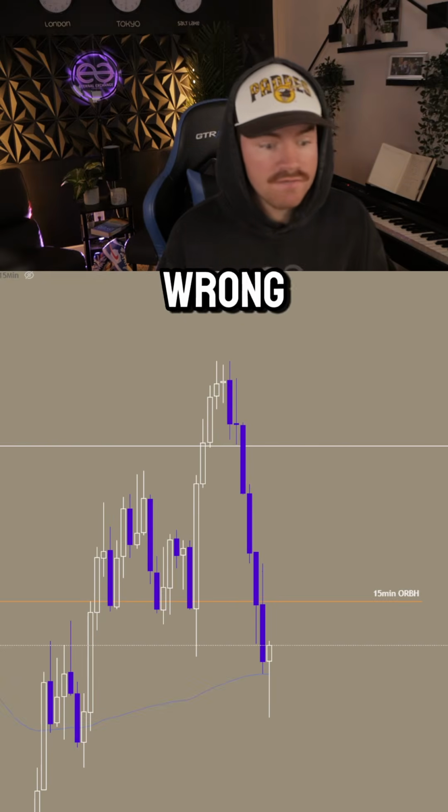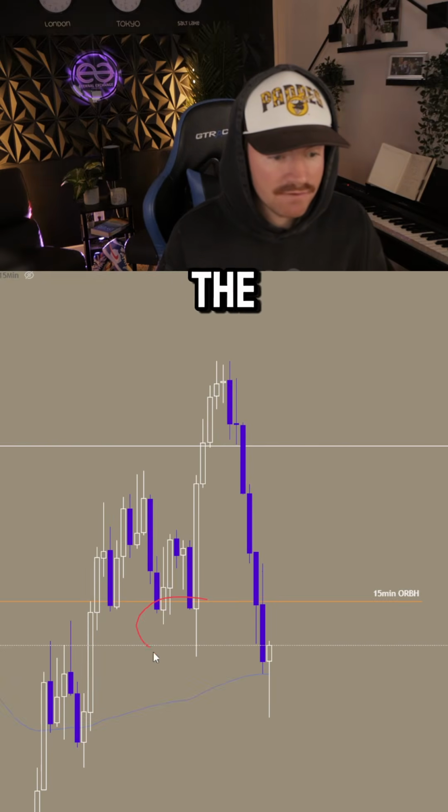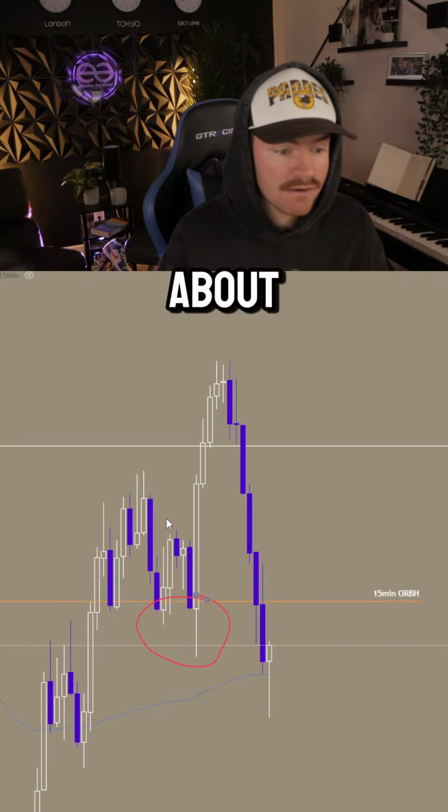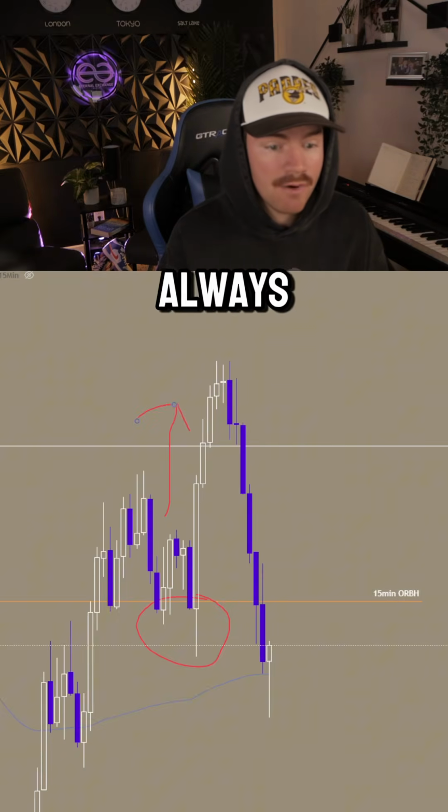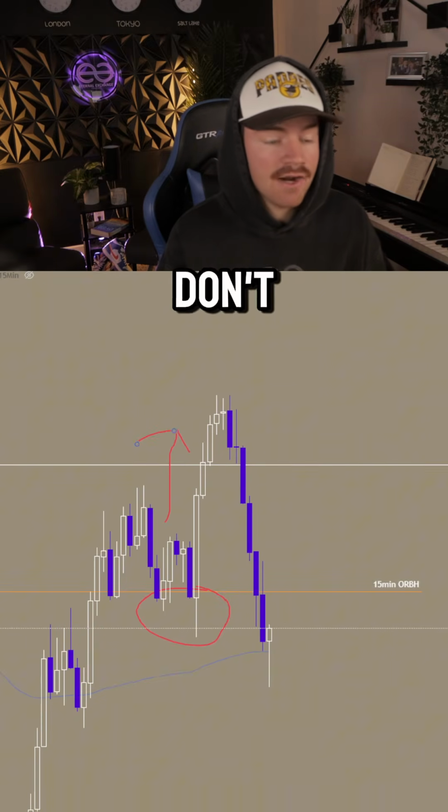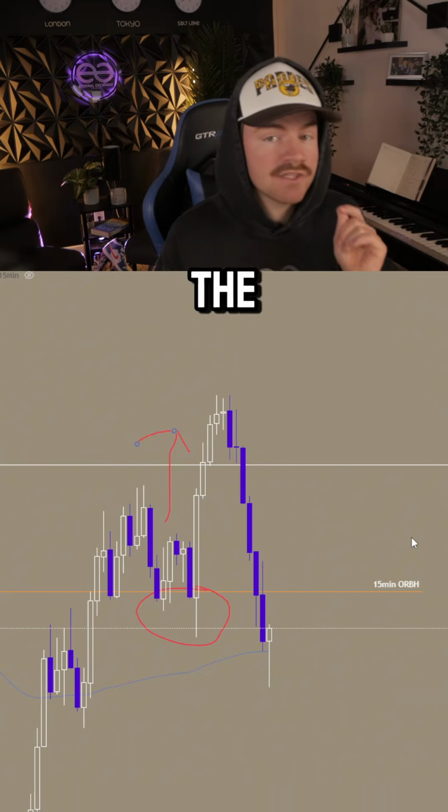Don't get me wrong, you could have taken the aggressive entry off the test of the 15-minute opening range high and still caught about 200 ticks right here. But I'm always looking for the full expansion. I don't want to just catch the first move, I want to catch the full move.